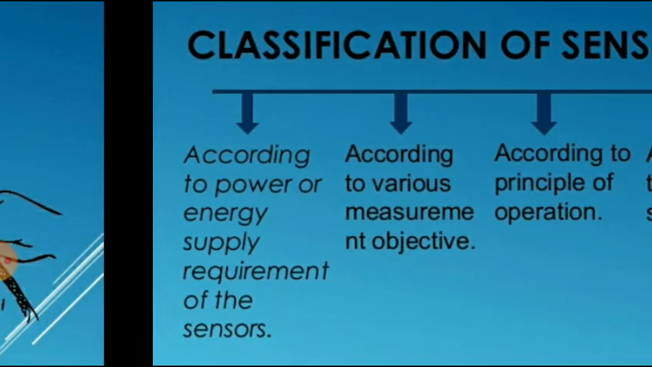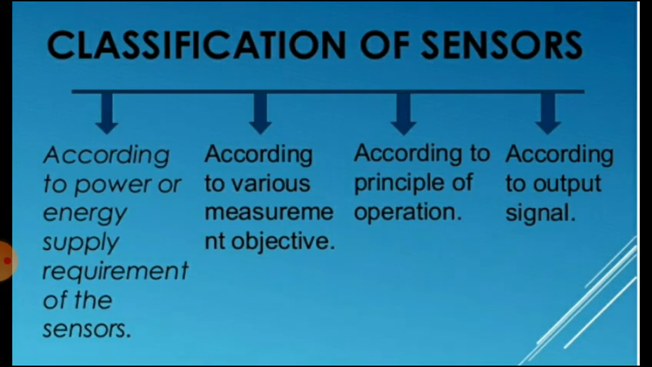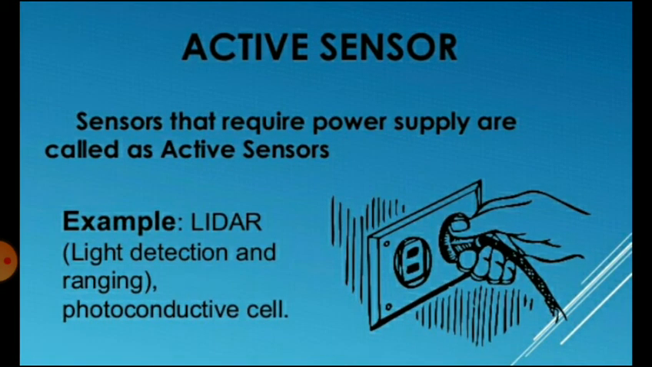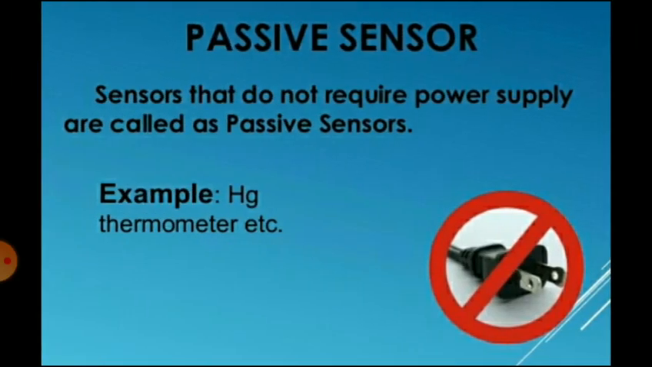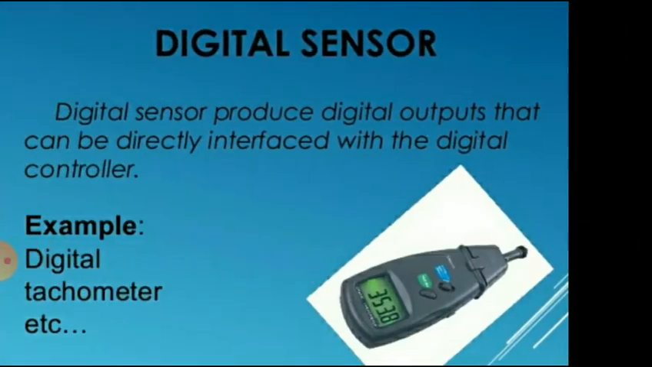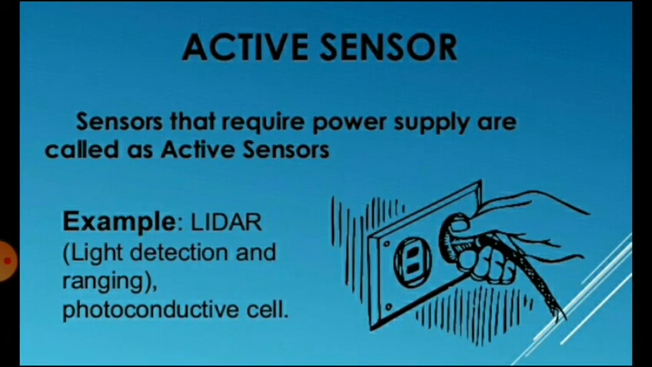So the first category is according to power or energy. It is classified as active sensor, passive sensor, analog sensor and digital sensor. Sensors that require a power supply are called active sensors. For example, light detection and ranging, photoconductive cell. This is an example of an active sensor because it requires a power supply.